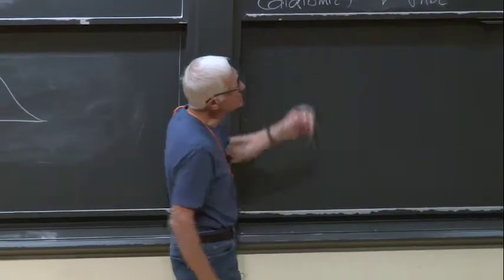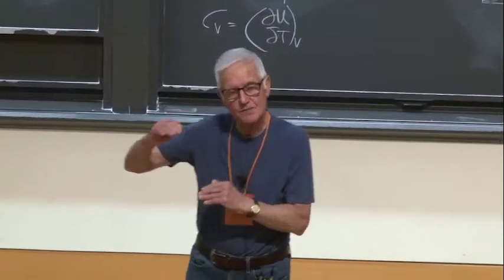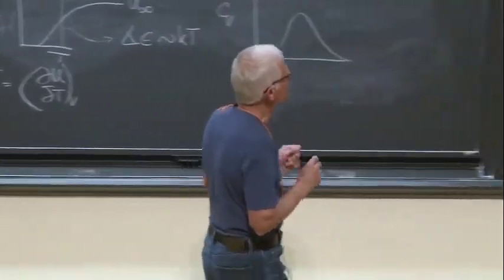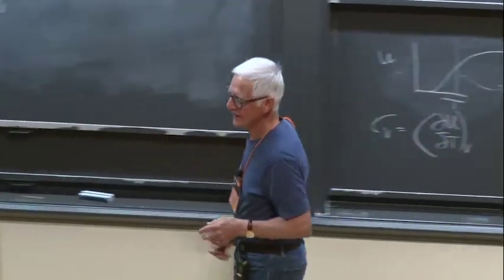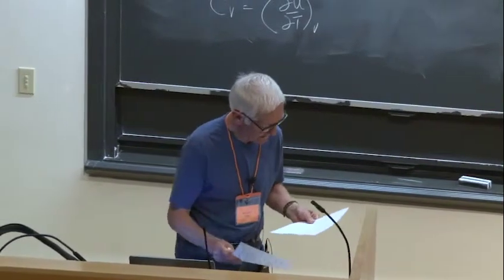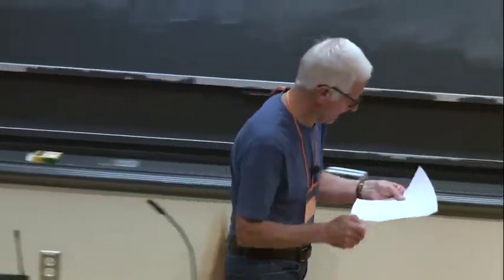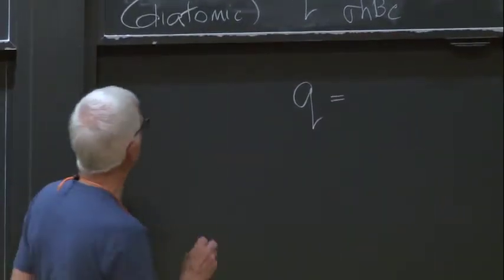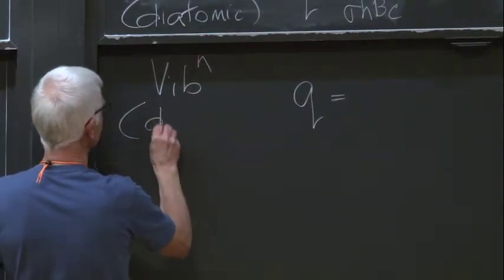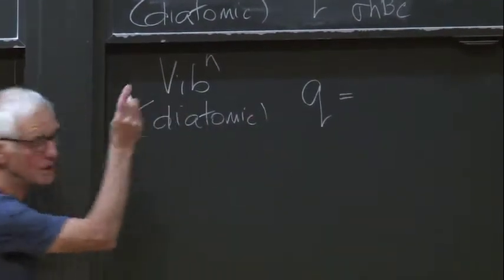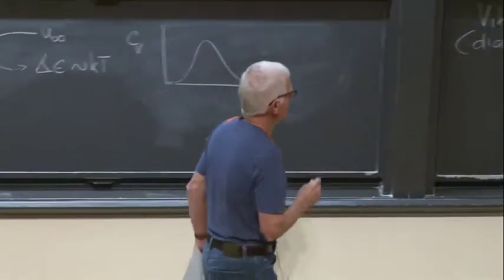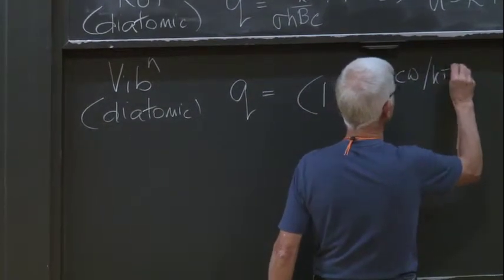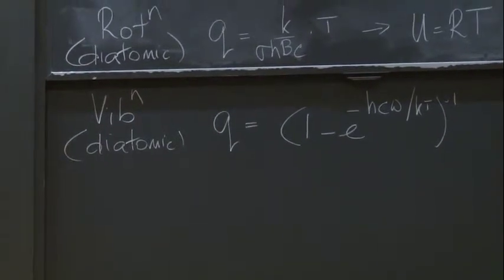Now vibration's a little bit more complicated because the energy level spacing is now larger than kT, except when we go to high temperatures. And so now we have to work a little bit harder, and I'll get my notes so I don't get this wrong. So q, again, we'll just do this for a diatomic molecule. So this is vibration, again for a diatomic. Can you read this okay? Is it clear? So q is equal to (1 minus e to the minus hc omega over kT) to the minus 1. So life becomes slightly more complicated now.